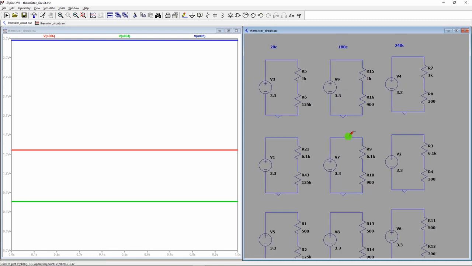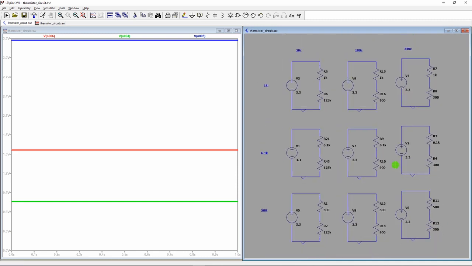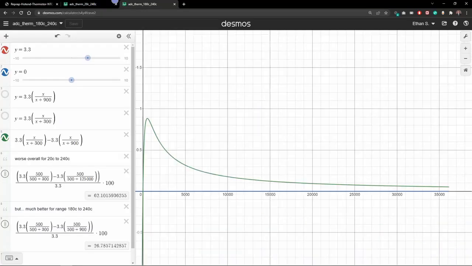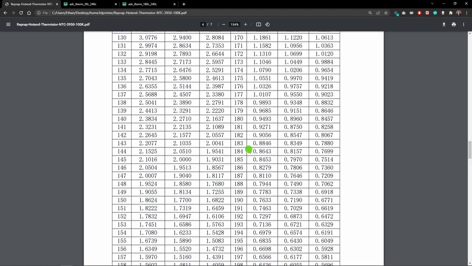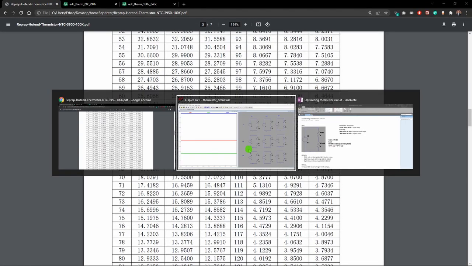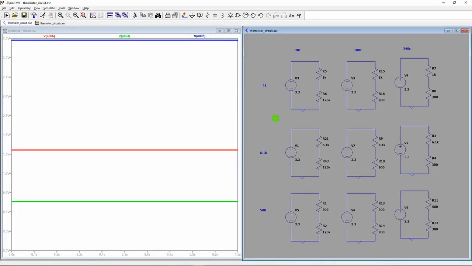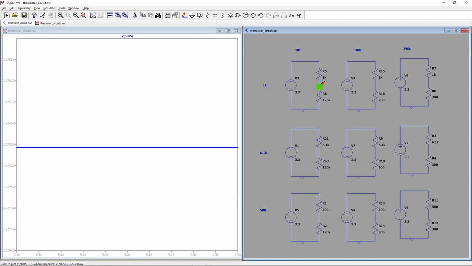So the 20C is just going to be the 125K as the thermistor, the 180C is going to be the 900, 240 is the 300, and this is just given from the data sheet here. So if you go back to this thing and just look up the temperature, you'll find the same resistance around that. So first I'm just going to be plotting the 1K. So 1K goes at 20C, it's about 3.3, which is pretty good because it's at the top of the range.